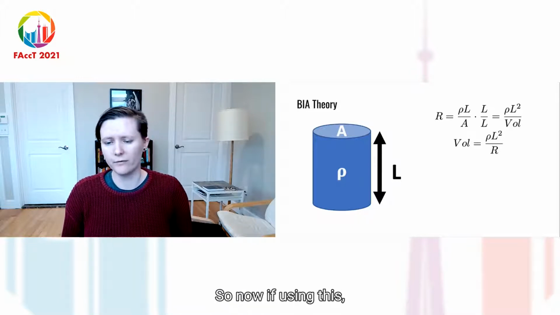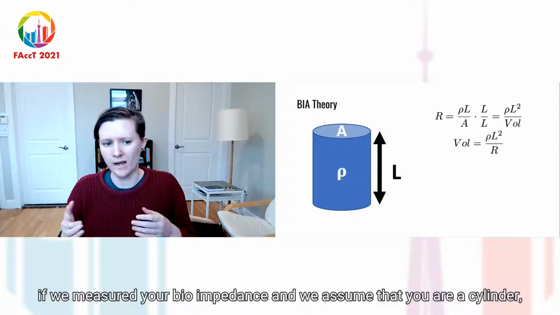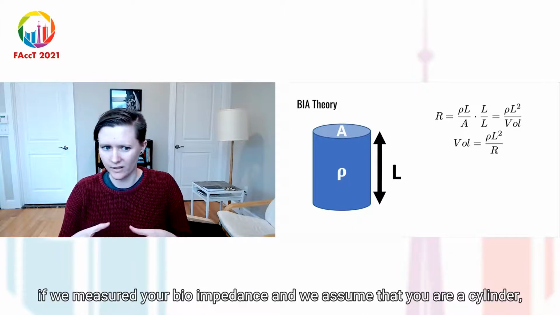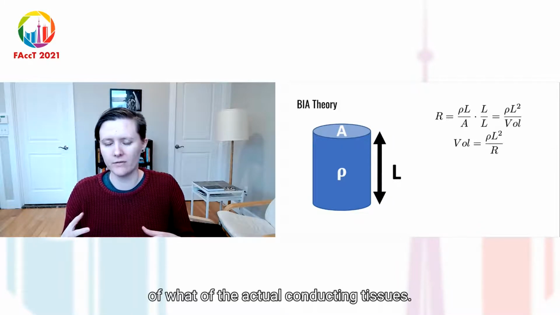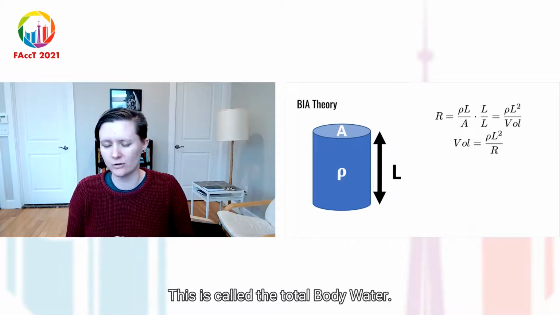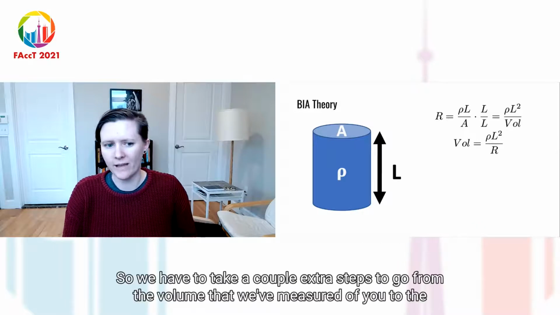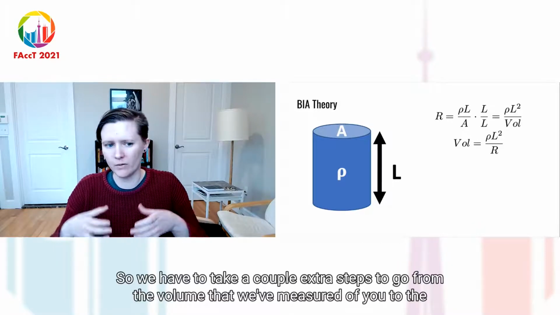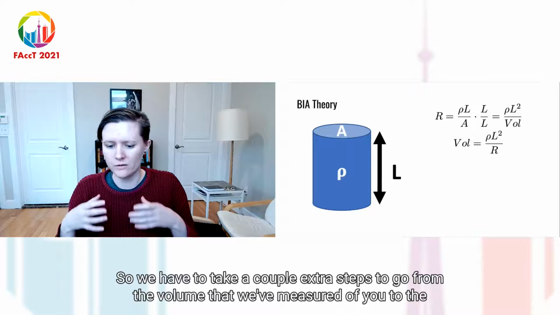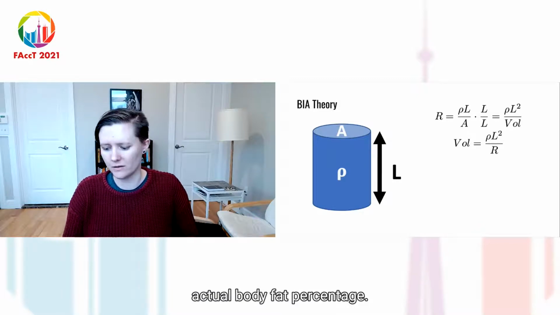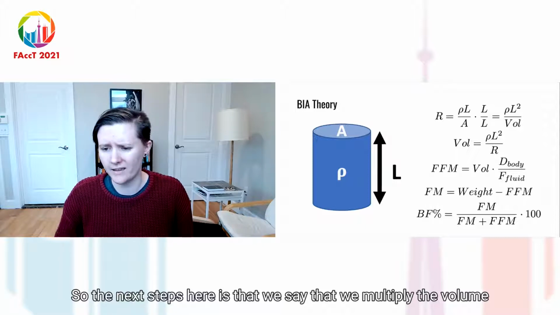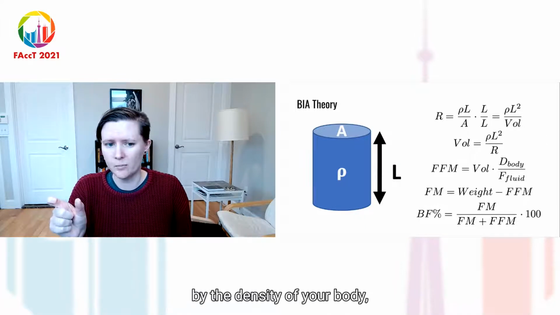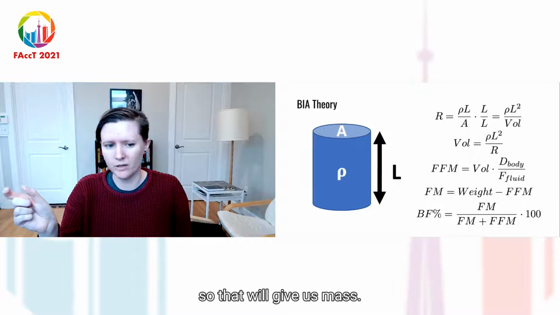So now, if we measured your bioimpedance and we assume that you were a cylinder, then you can get the volume of the actual conducting tissues. This is called the total body water. We have to take a couple extra steps to go from the volume that we've measured of you to the actual body fat percentage. The next step is that we multiply the volume by the density of your body, so that will give us mass.